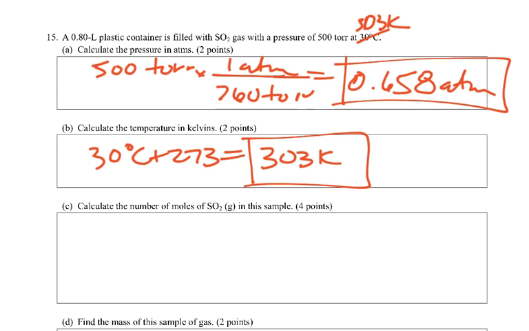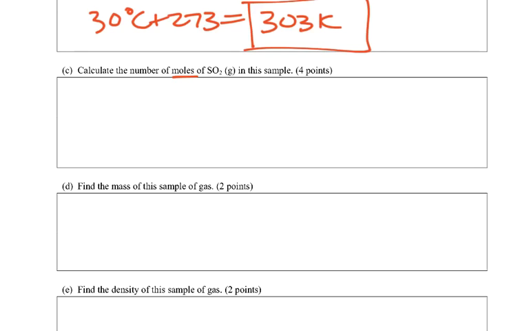Okay, calculate the number of moles of SO2 in this sample. Well, if we're seeing moles, the only problem we have, and it has moles, is PV equals nRT. Okay, so let's get our variables here. So I'm going to use some space over here. P, V, n, R, and T. Okay, and we know R is 0.0821 liter atmospheres per mole Kelvin.